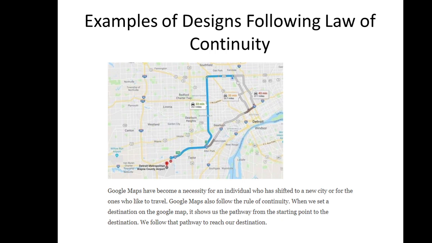Here's another example, Google Maps. Google Maps has become a necessity for an individual who has shifted to a new city or for the ones who like to travel. Google Maps also follows the rule of continuity. When we set a destination on Google Maps, it shows us the pathway from the starting point to the destination. We follow that pathway to reach our destination.